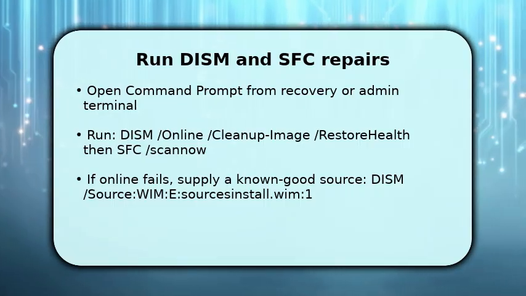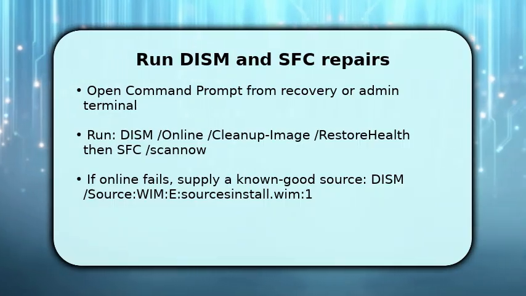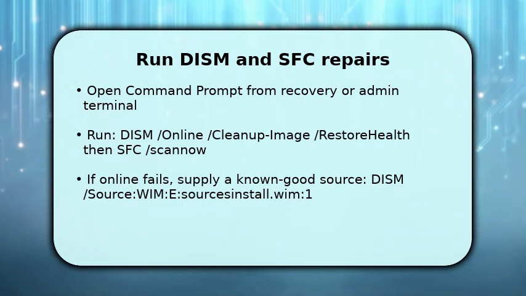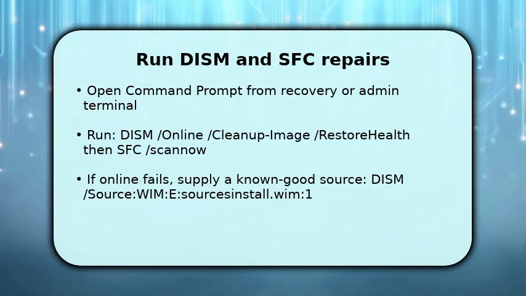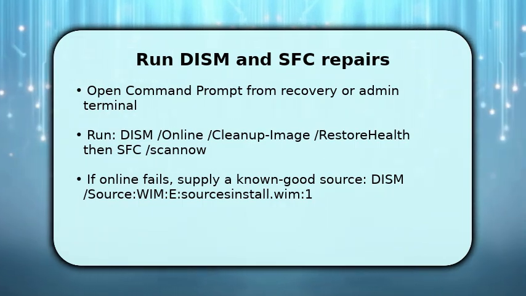If DISM can't find a source, explicitly point it to your install.wim or install.esd on the USB using the /source switch, then repeat sfc.